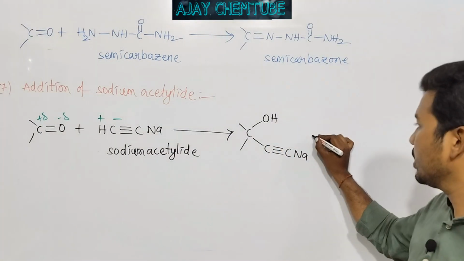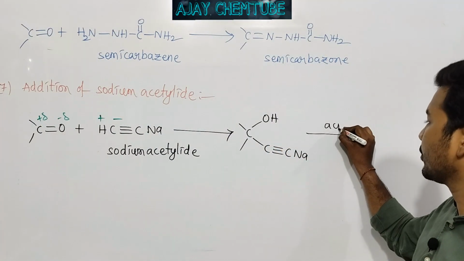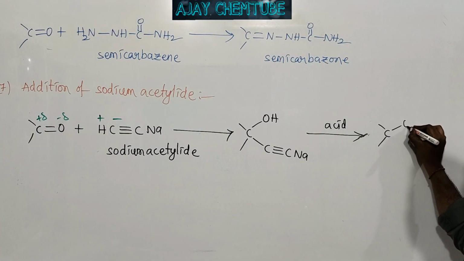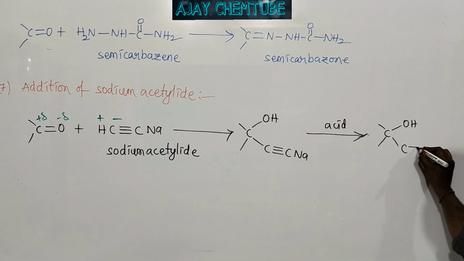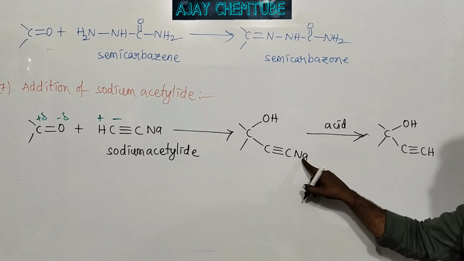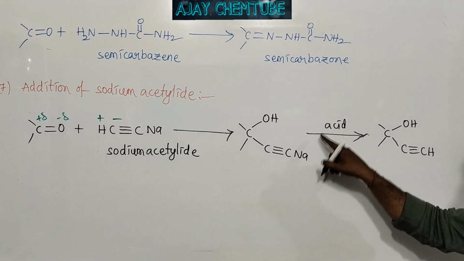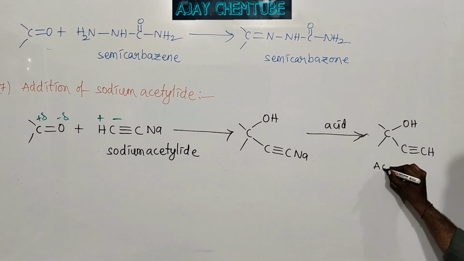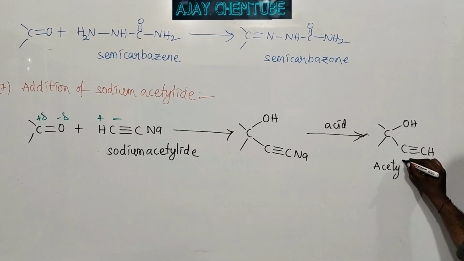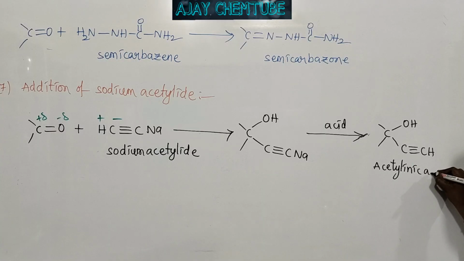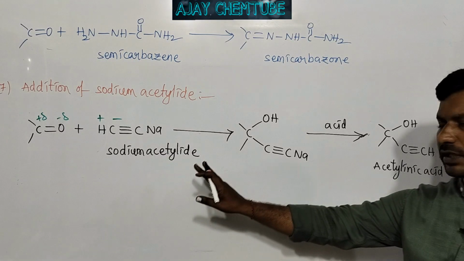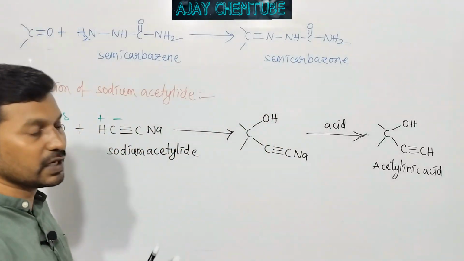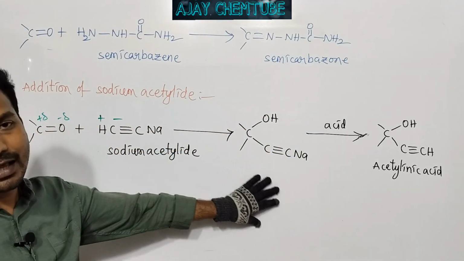Here Na is removed by the addition of acid, then it gives C-OH here, and this becomes C triple bond CH. This sodium is replaced by H plus ion of water or acid, so it becomes acetylenic alcohol. Remember one thing, in all these reactions, first step is what? In all these reactions, first step is nucleophilic addition reaction. Don't take a second step.